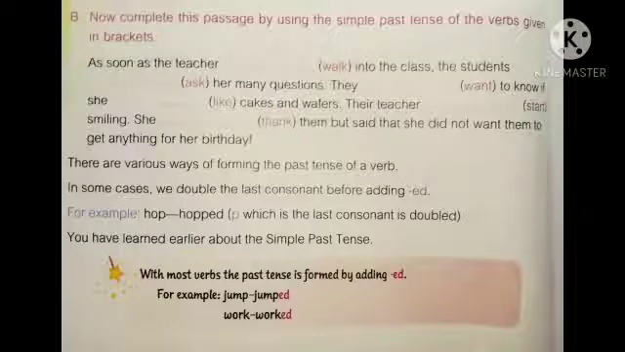Okay, let us move to B main. Now complete this passage by using the simple past tense of the verbs given in the bracket. We have to change them into past tense. As soon as the teacher dash into the class, the students dash her many questions. They dash to know if she dash cakes and wafers. Their teacher dash smiling. She dashed them but said that she did not want them to get anything for her birthday. Okay, now let us write the answer.